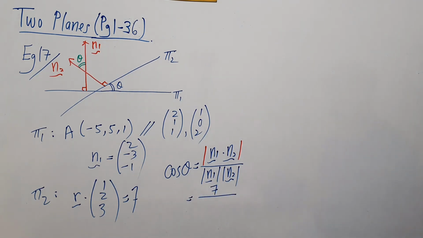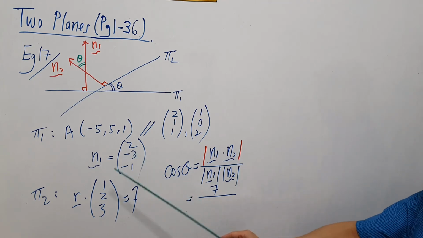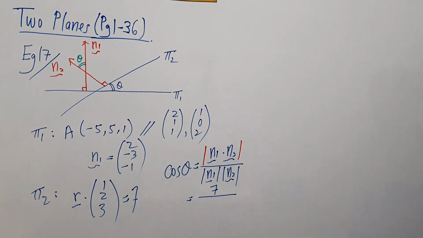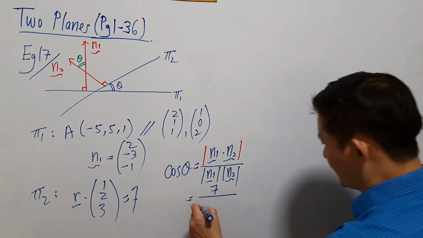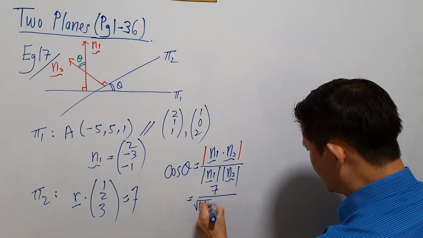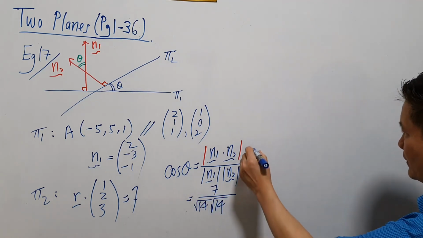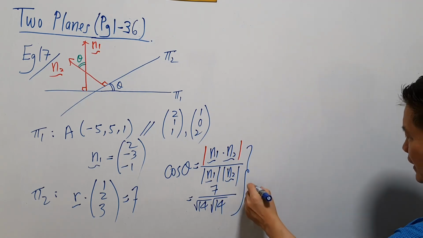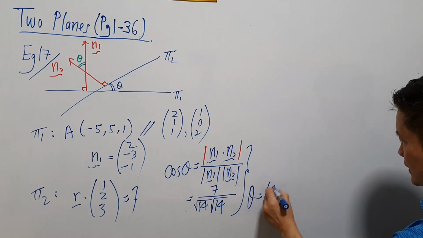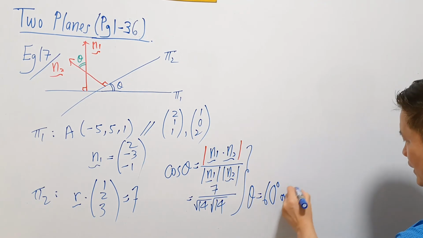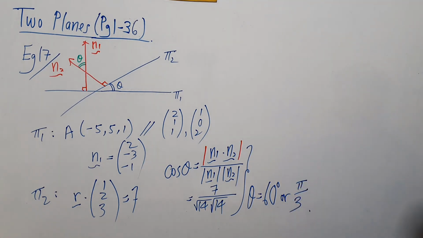Okay, so again, I have dot product these two. This dot with this is actually minus 7, but because of the modulus, I just put positive 7. Then the magnitude of n1 is square root 14. The magnitude of n2 is this thing. So from this, right, I can get that the angle theta is equal to 60 degrees, or pi over 3. Right? This is how you find the angle between two planes. Just in example 17.